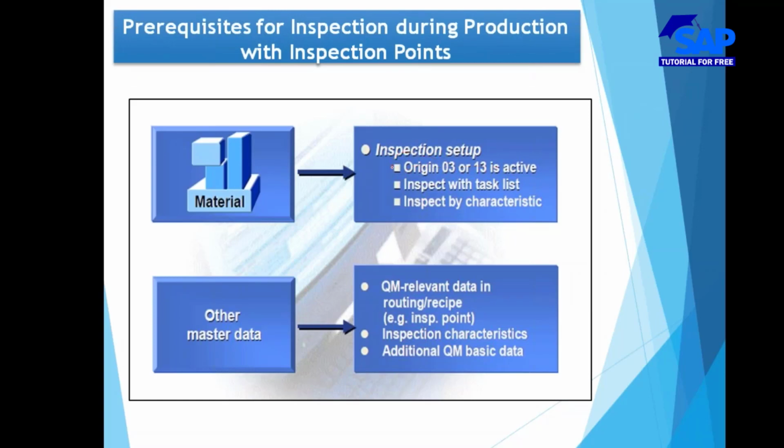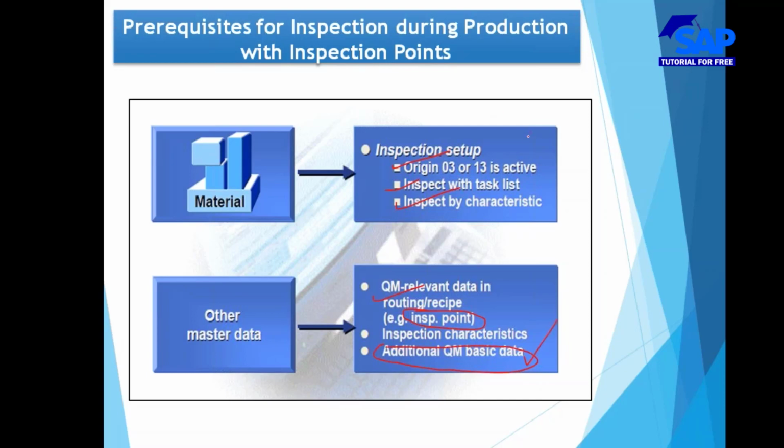You will be activating inspection type 03. You will make all the normal settings in the QM in the routing. Apart from that, you will activate inspection types. You will activate inspection point, and you will be making some additional QM data settings. I'll show you that in the system, in the routing.